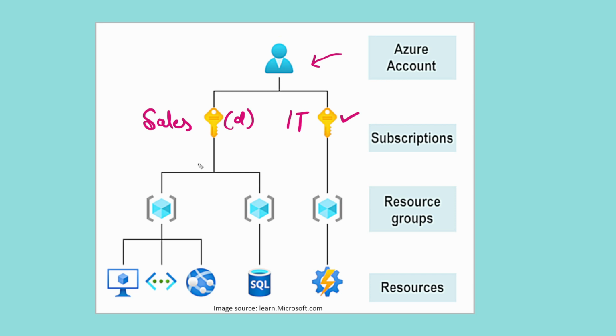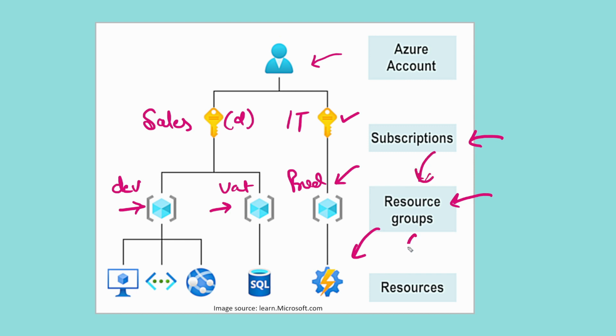Now, each subscription can have one or more resource groups. For example, this sales subscription has these two resource groups and this IT subscription has one resource group. And you can just keep your environment separated using these resource groups, such as your dev and UAT environment in a separate resource group and a prod environment in a separate resource group. So resource groups are nothing but the logical separation of resources together. And when you apply some permission at resource group level, it will be inherited by the resources. The same way, if you apply some permission at subscription level, it will be inherited by the subsequent resource groups and the resources. So this follows a top-down approach.